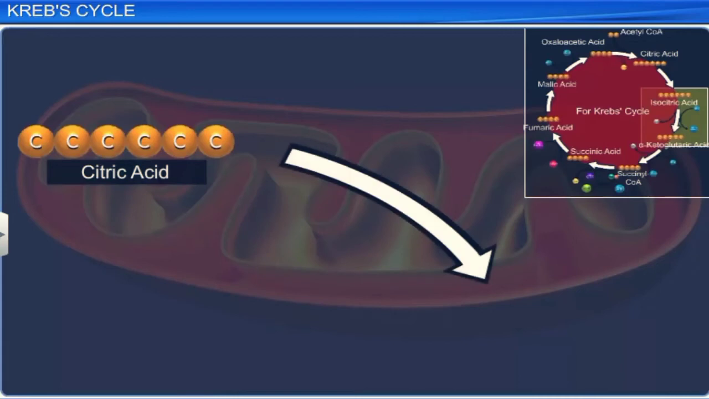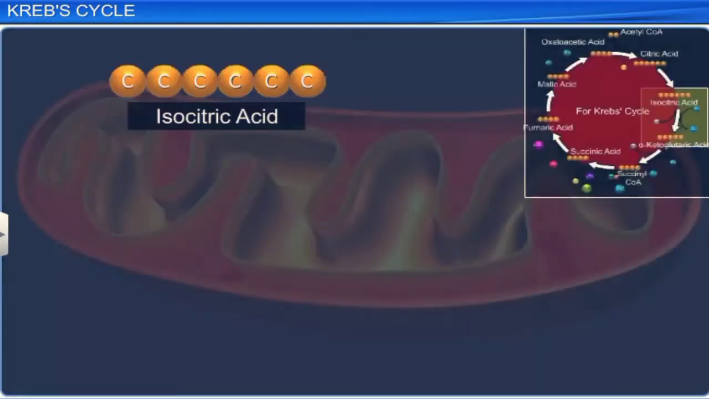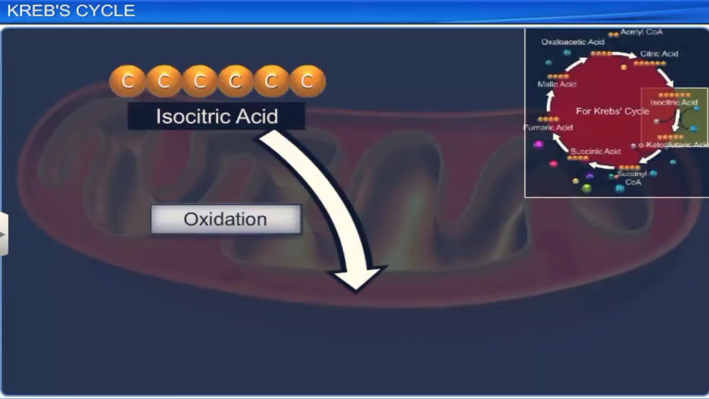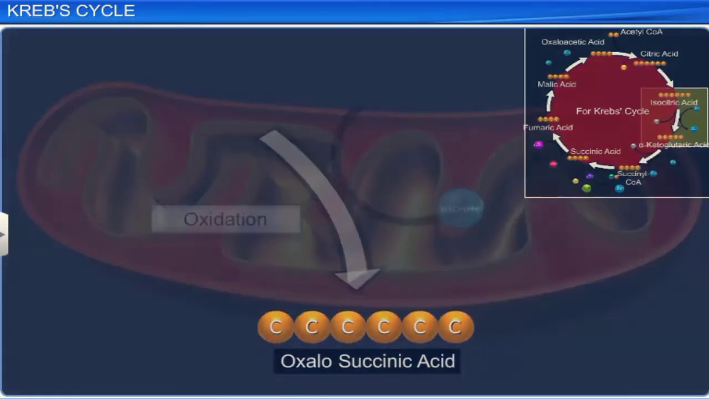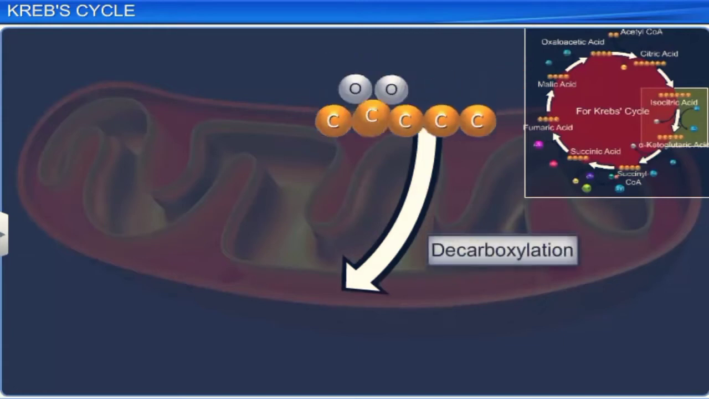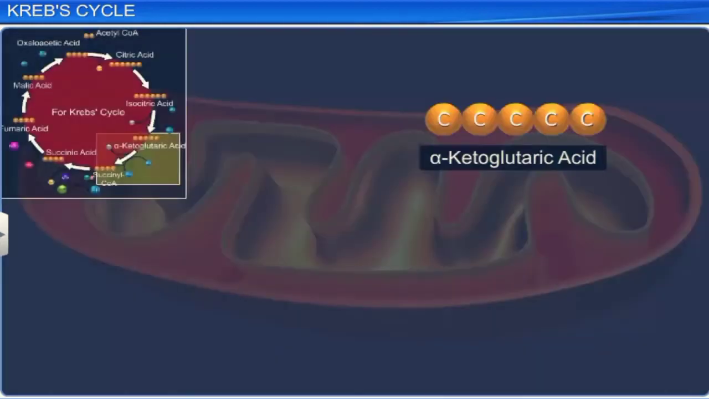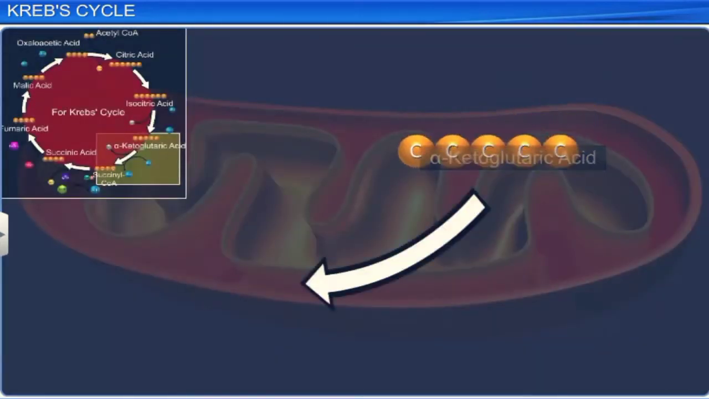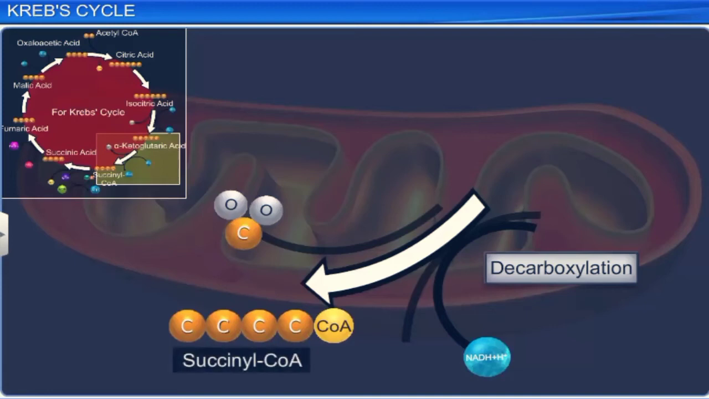The citric acid thus formed isomerizes to form isocitric acid. The isocitric acid is then oxidized in the presence of NAD+ to form oxalosuccinic acid, which is later decarboxylated to form alpha-ketoglutaric acid. This alpha-ketoglutaric acid undergoes oxidative decarboxylation using coenzyme A to form succinyl coenzyme A, along with the reduction of NAD+ to NADH plus H plus ion.